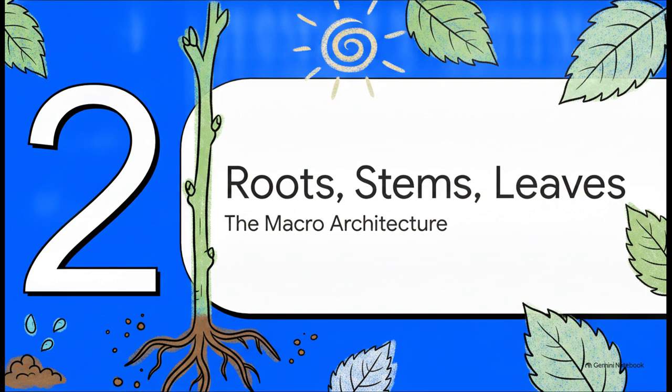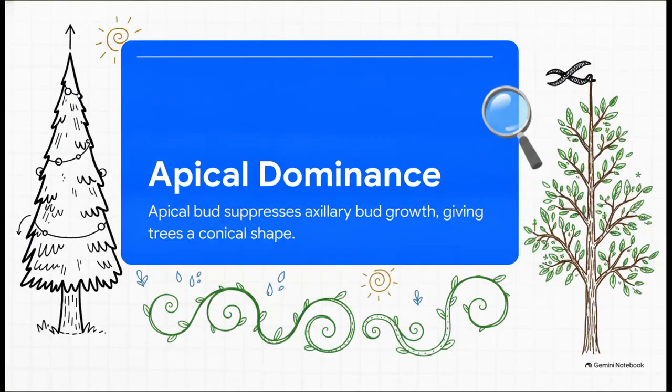Section 2. Roots, stems, and leaves. The macro architecture. Now, plants grow by rapidly dividing cells right at their tips. This is called primary growth, and it's what lets them stretch out to seek sunlight and water. But here's where it gets really interesting. Apical dominance. The apical bud right at the top of a shoot actually releases signals that suppress the growth of the lateral buds, the ones along the sides. That's exactly why coniferous trees, like your classic Christmas tree, have that totally distinct conical shape.